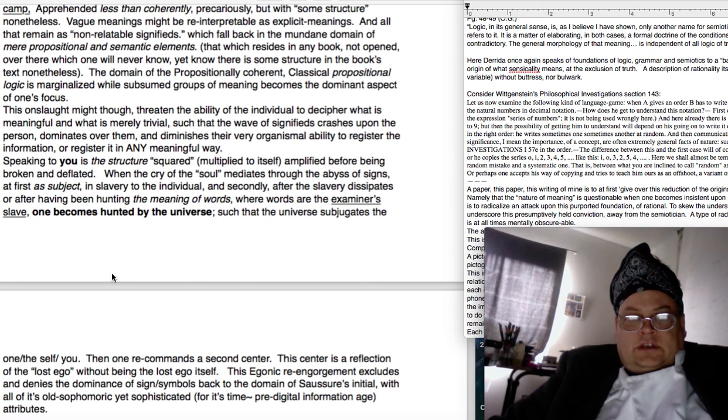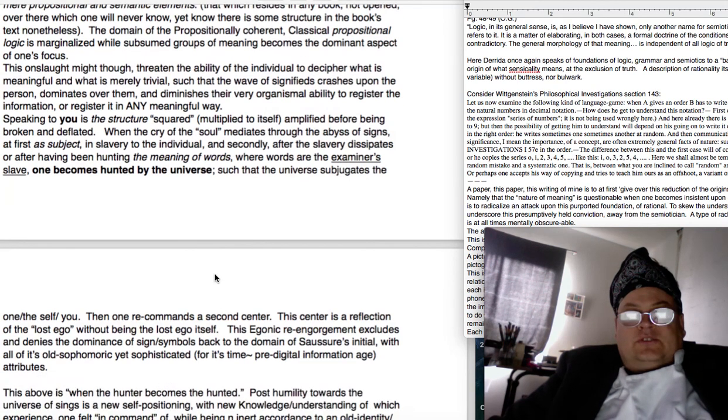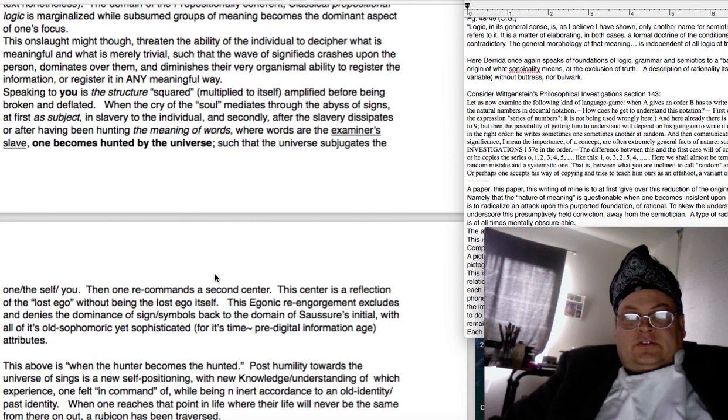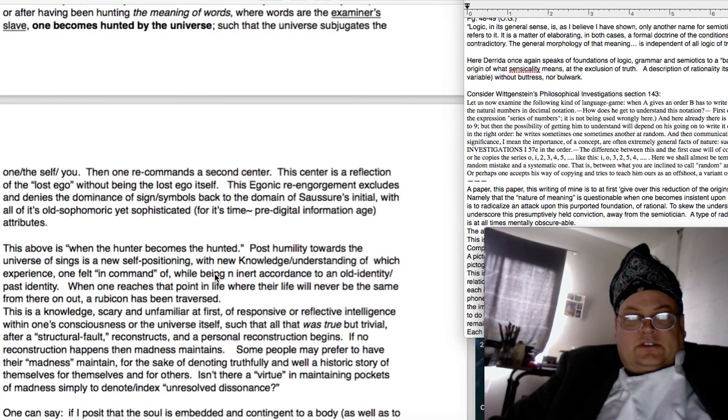Speaking to you is the structure squared, multiplied to itself, amplified before being broken and deflated. When the cry of the soul mediates through the abyss of signs, at first as subject in slavery to the individual, and secondly, after the slavery dissipates, or after having been hunting the meaning of words where words are the examiner's slave, one becomes hunted by the universe, such that the universe subjugates the one, the self, you.